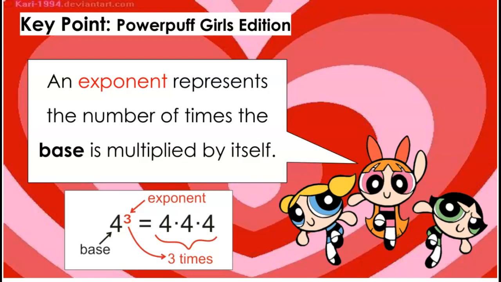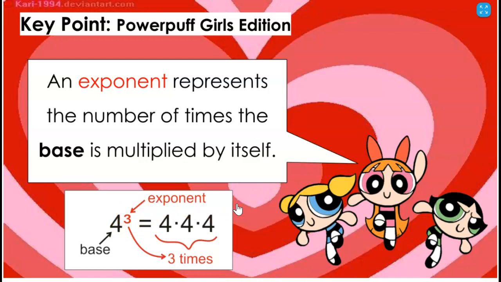Our key point today: an exponent represents the number of times the base is multiplied by itself. So here we have an example. The base is the number 4, and the exponent is the number 3. Now, when I think of base, I think of a foundation or a base of a table, things like that. And we can see that this 4 kind of sits on the ground, right? This 3 is up more into the air. So that's how we can remember the base versus the exponent.